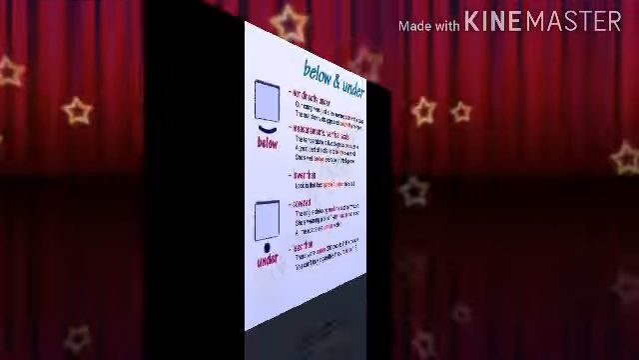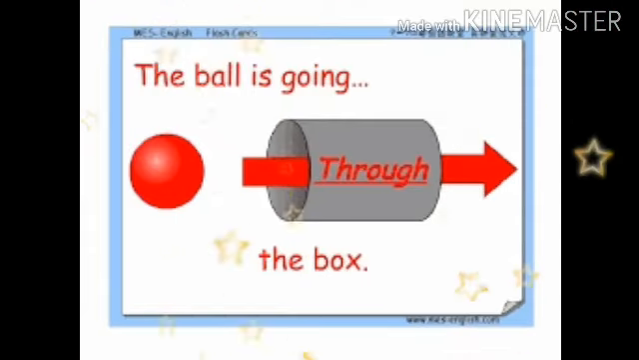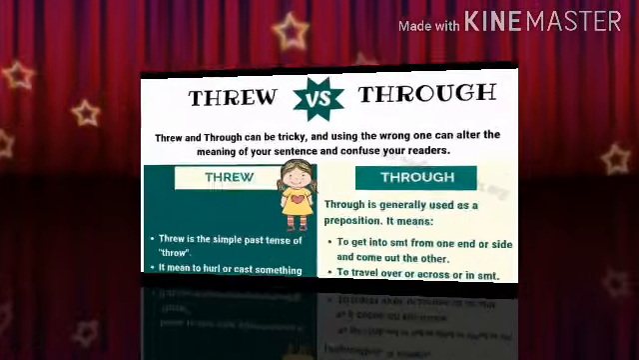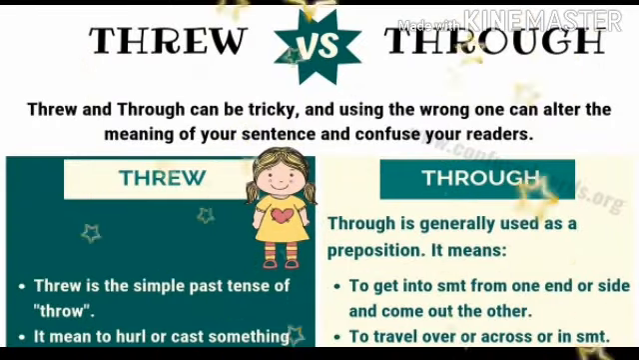Next is, look at this picture. You can see the ball is going through the box. That means it enters from one end and comes out from the other end. So we have through. Through is generally used as a preposition, which means to get into something from one side and come out from the other side. I hope this point is clear.